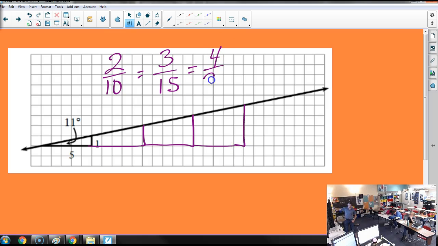Or 4 over 20. Or 5 over 25. Okay, that's fine. We have 5 25ths. So that's rise, run.